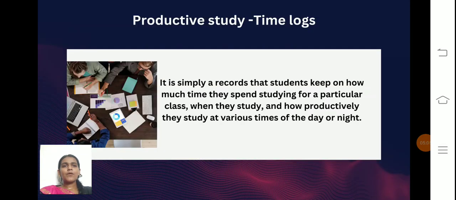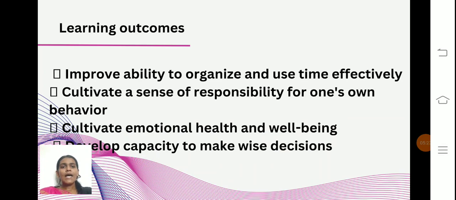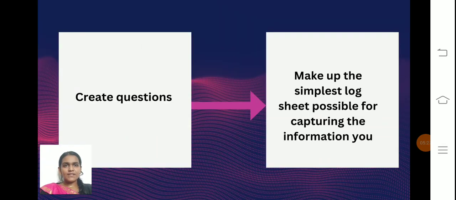The third topic is productive study time logs. Time logs means using time accordingly and using it for scheduling the work and learning from that. So these are the productive time logs. The learning outcome is to develop appropriate study skills, strategies, and time management and self-management skills, etc., and cultivate emotional and health well-being and capacity to make wise decisions.